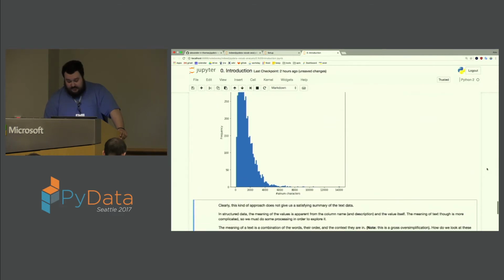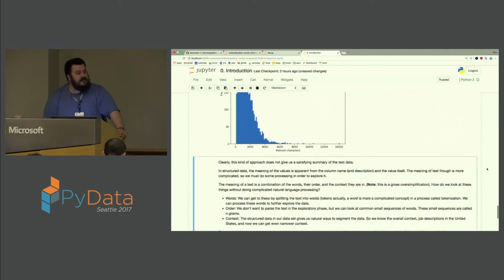Okay, that didn't give us any more information, so clearly that's not going to work. We need to get at the meaning of what's in our data. Meaning in language, in text specifically, or also in spoken language, comes from three pieces, depending on how you analyze it. People have made PhDs talking about this, so this is a simplification.